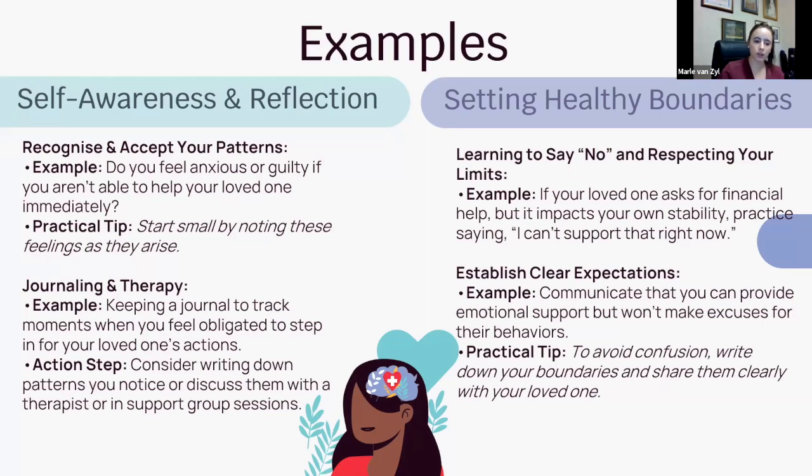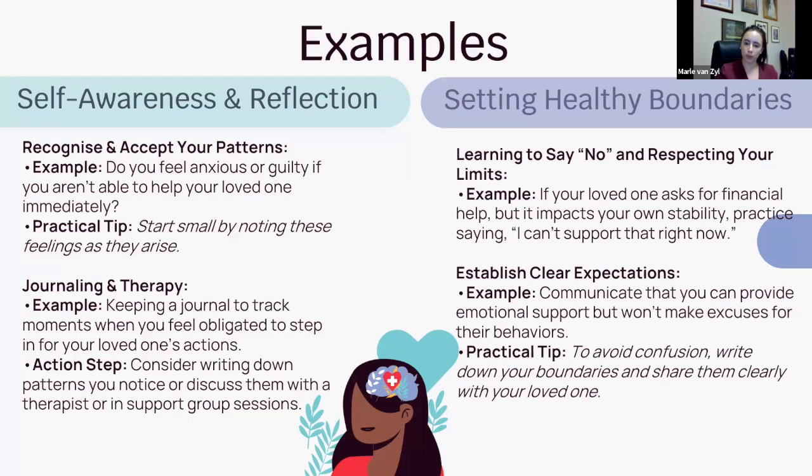Another thing to focus on is journaling and therapy. So an example is keeping a journal to track moments when you feel obligated to step in for your loved one's actions. So the action step that can be followed is to consider writing down patterns you notice or discuss them with a therapist or in a support group session.